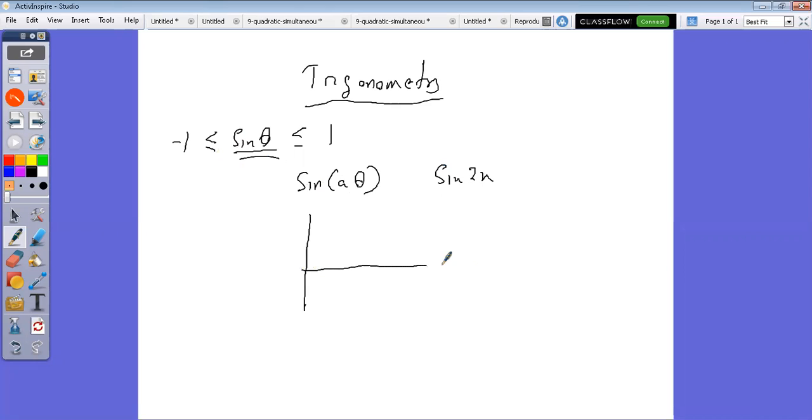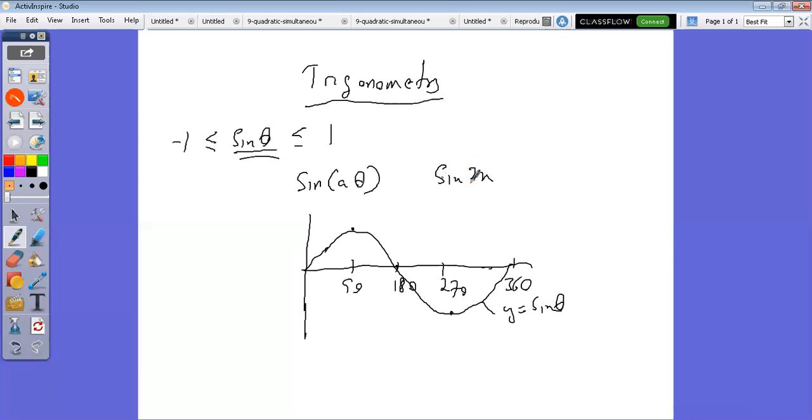Because our general graph of sine theta, which we agree produces angles 90, 180, 270, 360. Now, if you draw that graph, we know that at 90 it is 1, at 180 it is 0, at 270 negative 1, then back to 0 there. So it's an easy curve, okay? But now we want to look at the effect of this. So this is the general graph of y is equal to sine theta. What if we say y is equal to sine 2 theta? What happens to the amplitude?